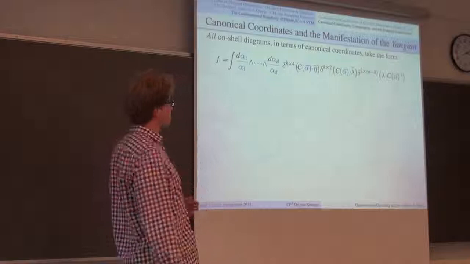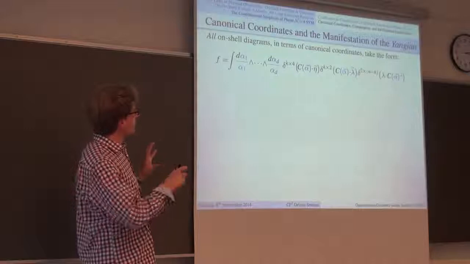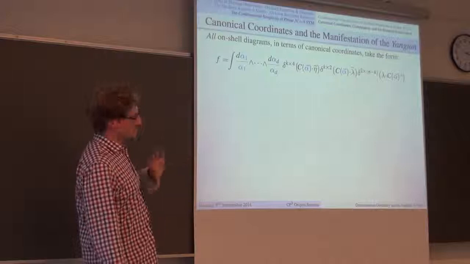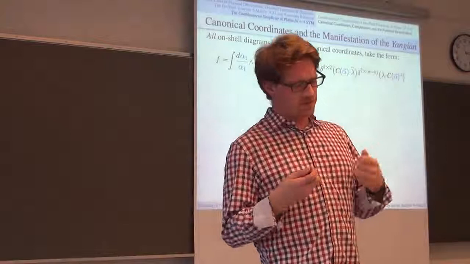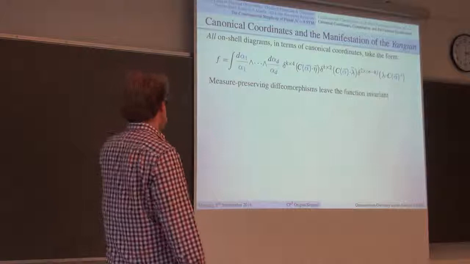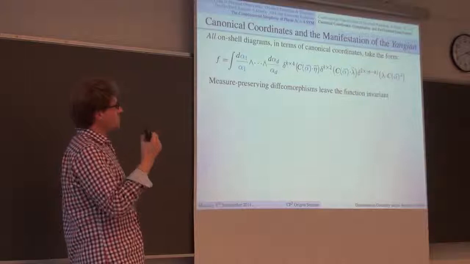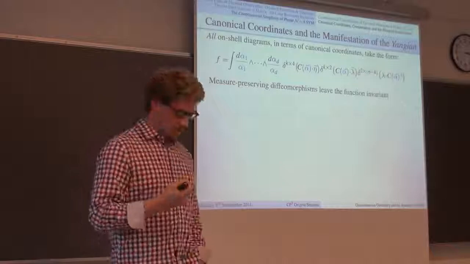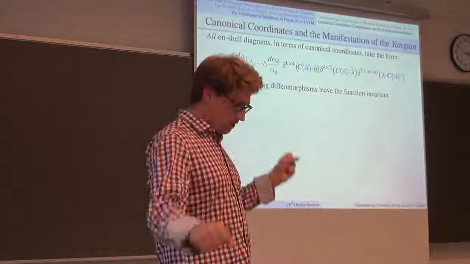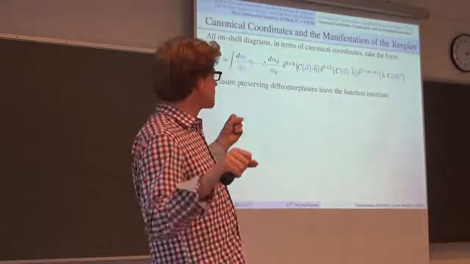So notice immediately that if I can write any on-shell diagram this way, then this identification is trivially left invariant by any diffeomorphism of the coordinates, the alphas, any diffeomorphism of the alphas that leaves the volume form invariant. So a volume-preserving diffeomorphism clearly doesn't change the left-hand side in any way. This becomes a nontrivial statement when you realize that because of the delta functions, a diffeomorphism in the alphas can be reinterpreted as an active transformation of the lambdas and lambda tildes, which means that the function is now left invariant by an infinite dimensional symmetry among the lambdas and lambda tildes. So there's an infinite family of lambdas and lambda tildes that have exactly the same function.